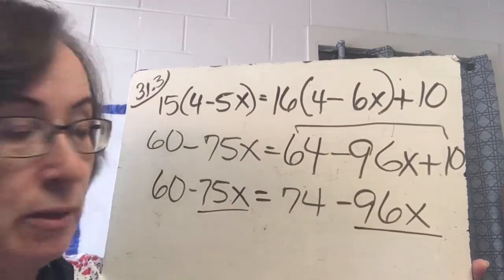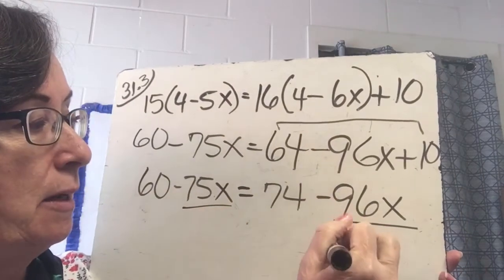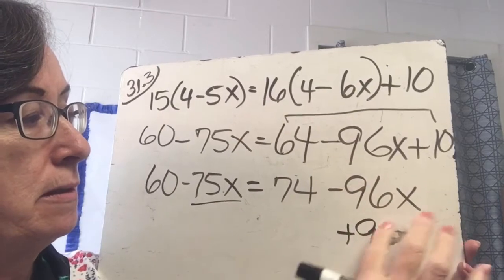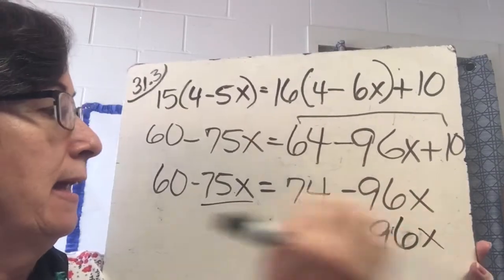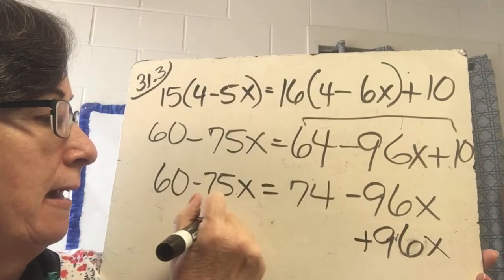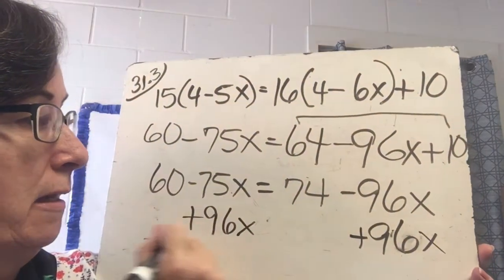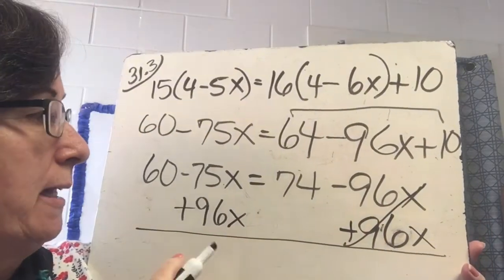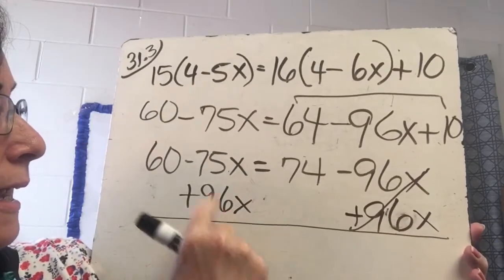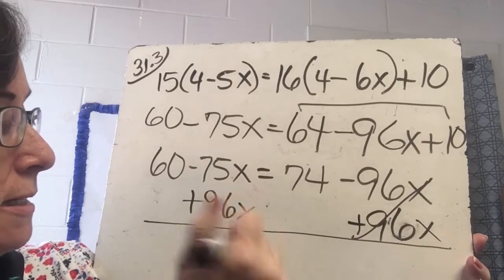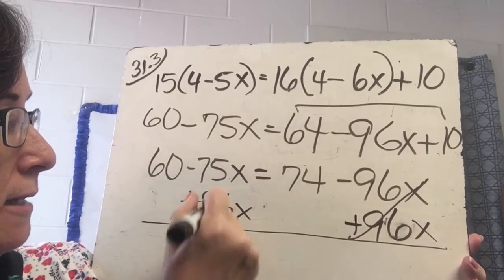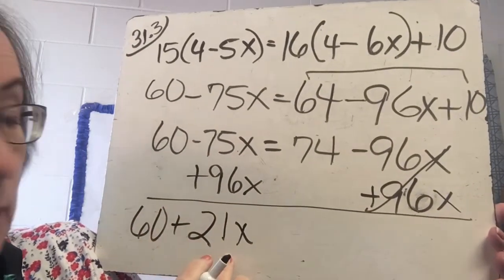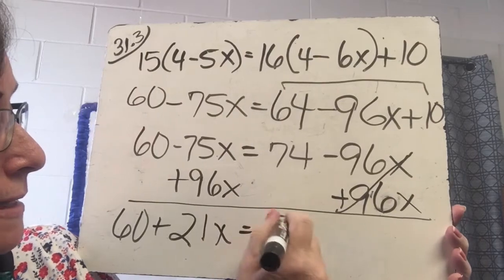Since I have a choice, I'm going to go ahead and move this over here by adding a 96x, and adding a 96x on the left. Now this one's going to cancel. No more x terms on the right hand side. And I have opposite signs, so I'm actually subtracting these, and I'm going to get 21x, 60 plus 21x, and then on the other side is a 74.